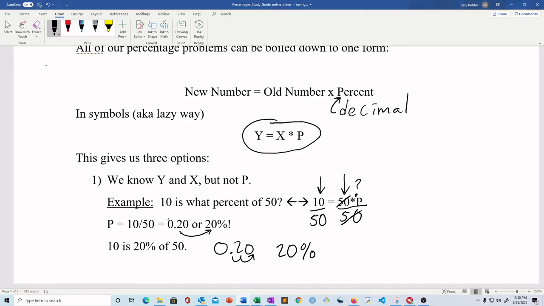All right? So then it has a sentence now. 10 is 20% of 50. And we got it. So that's form 1. I know my new and old. I don't know the percent. Well, what else could happen?